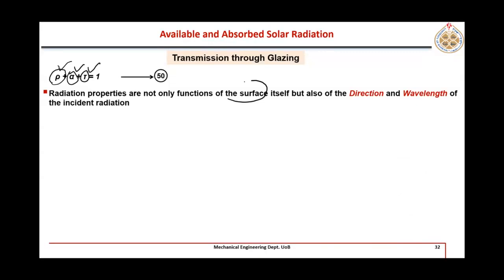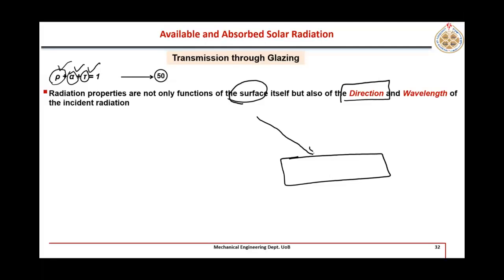Their values, this rho, alpha, tau, are dependent upon the type of surface, and also upon the direction of incident radiation, at what angle the radiation is falling. For example, here is that surface. If the radiation is falling at this angle, now let me define this angle. This is the surface normal. Now this angle will also affect rho or alpha or tau. If this angle changes, the reflectance, absorptance, or transmittance also changes. So it's not a constant value for every surface. These values change for a particular surface when the angle of incident radiation changes.